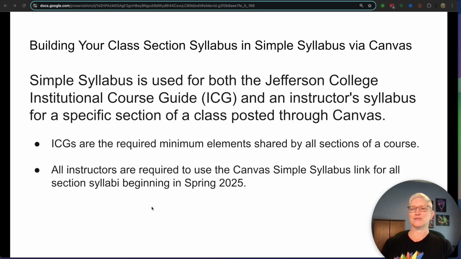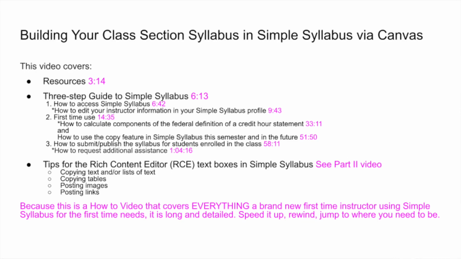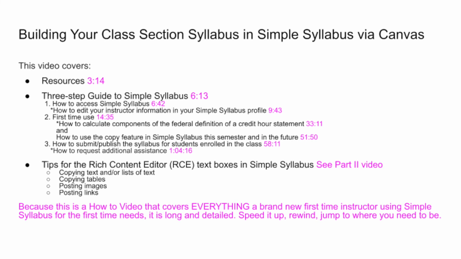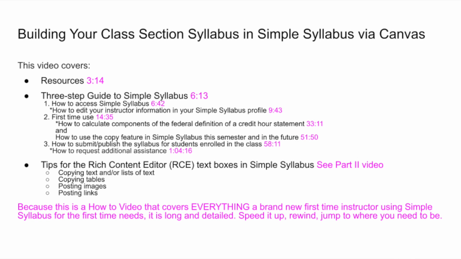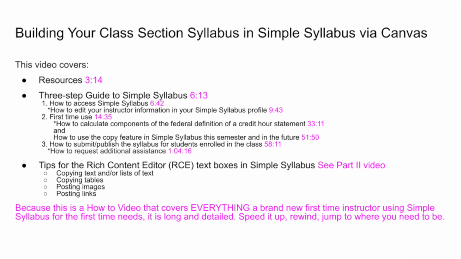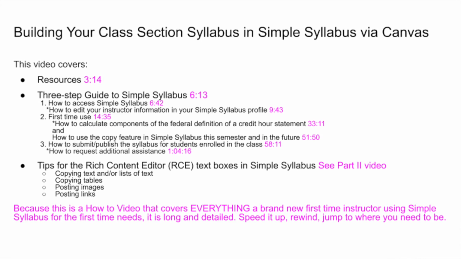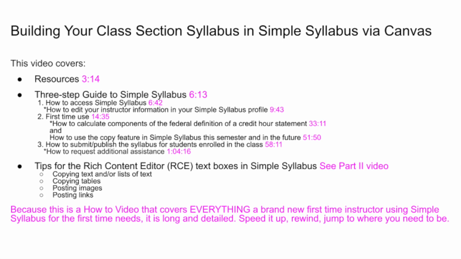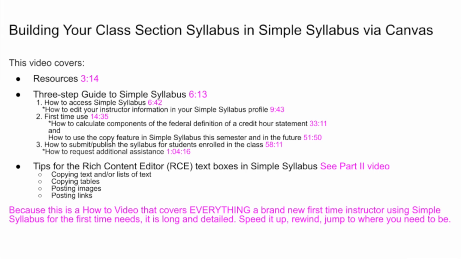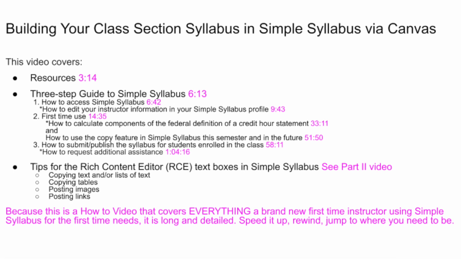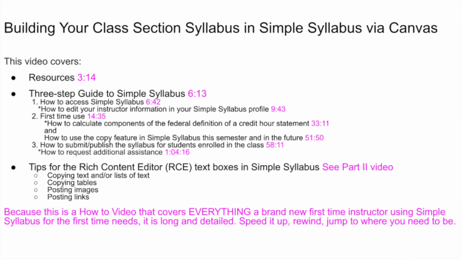So this video is divided up into two components. You can access whatever component you need. After I record the video, I'm going to come back into this slide and I'm going to add some minute markers so you can quickly jump to whatever part of the video you might need. So the first part of the video is going to be focused on the 3-step guide to Simple Syllabus with a couple of bonus features related to editing your instructor information and how to request additional assistance.